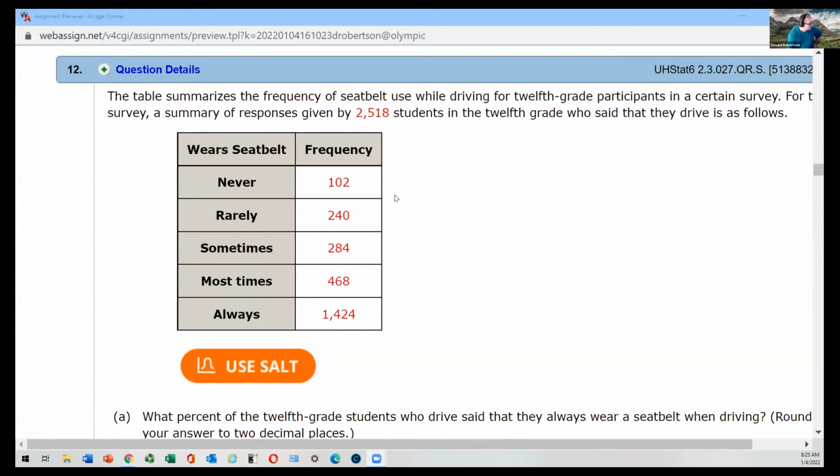Right, so here is a question. This particular one summarizes the frequency of seatbelt wearing amongst 12th graders. And that's kind of scary. 102 of them, and this was a huge sample of 1424. What's that, about 8%? Isn't that because high school students are immortal? You just can't die. Or at least that's their attitude to life. Right, let's click on the use SALT button.